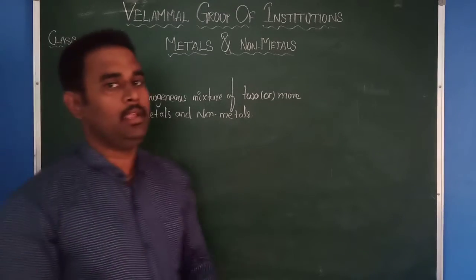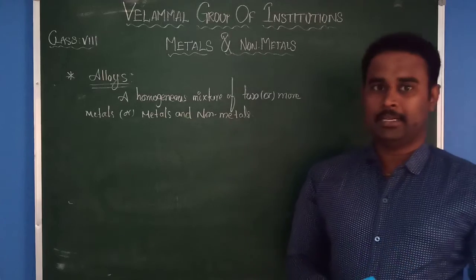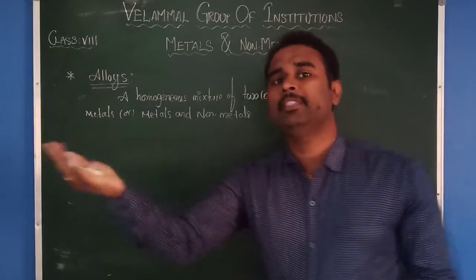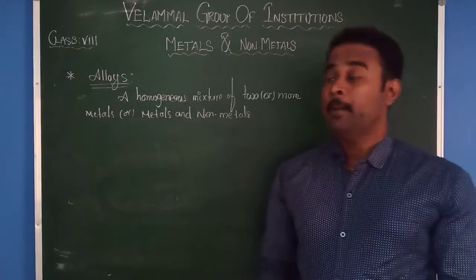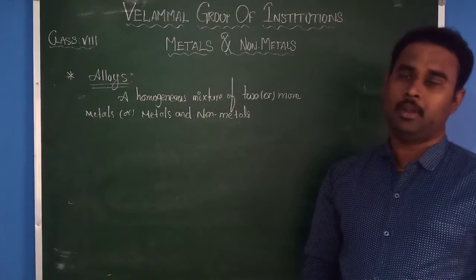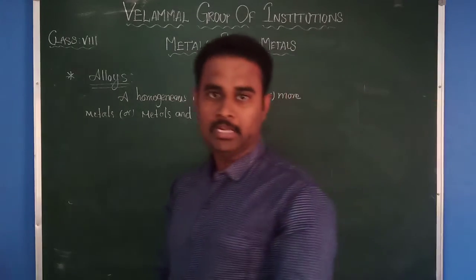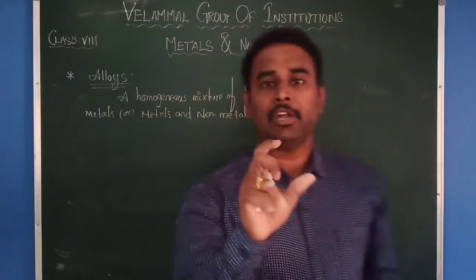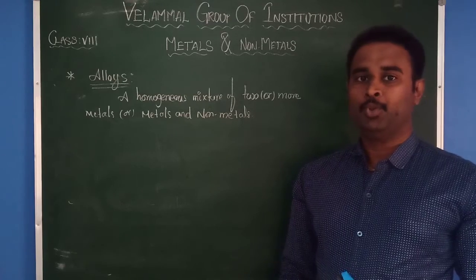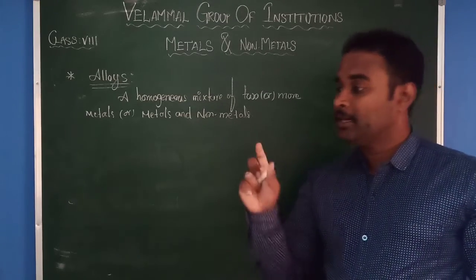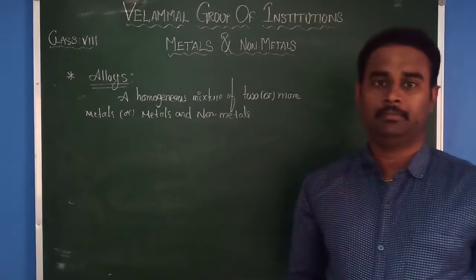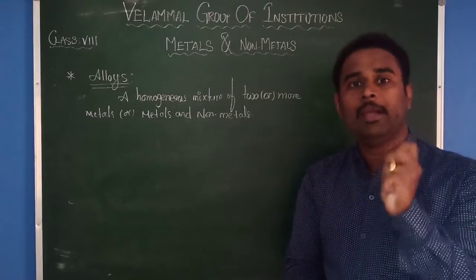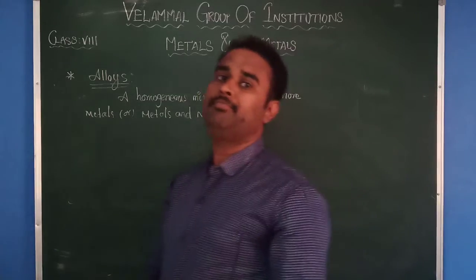That means we are mixing two or three metals, then we make a new material, that we can call an alloy, or a metal with a non-metal, that we can also call an alloy. But compulsorily it must be a homogeneous mixture. A homogeneous mixture means that the mixture contains uniform distribution. After mixing the two metals, you can't observe whether the mixture contains two metals or not. If you add three, it's three. By seeing that mixture, you can't analyze what type of metals you mixed.